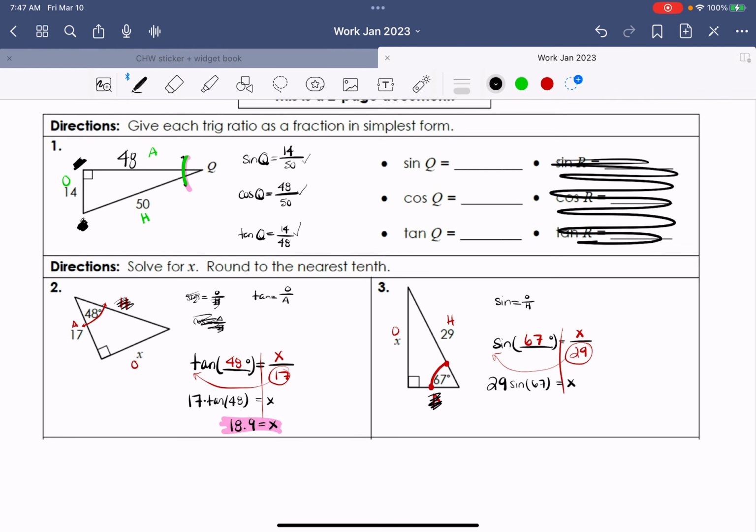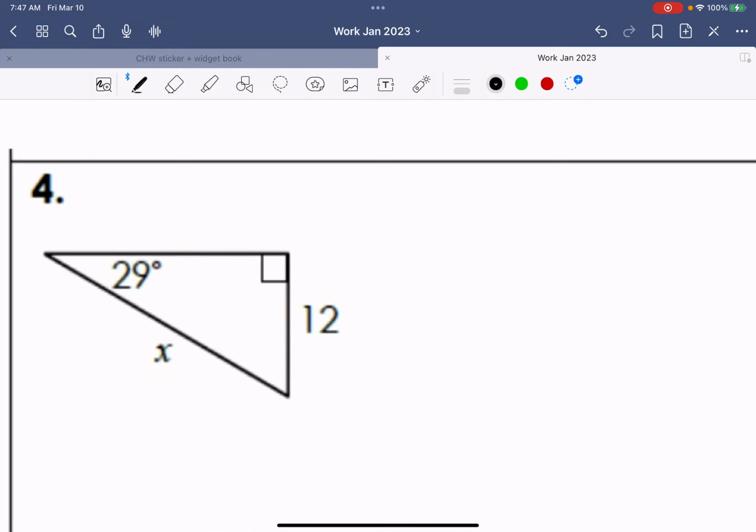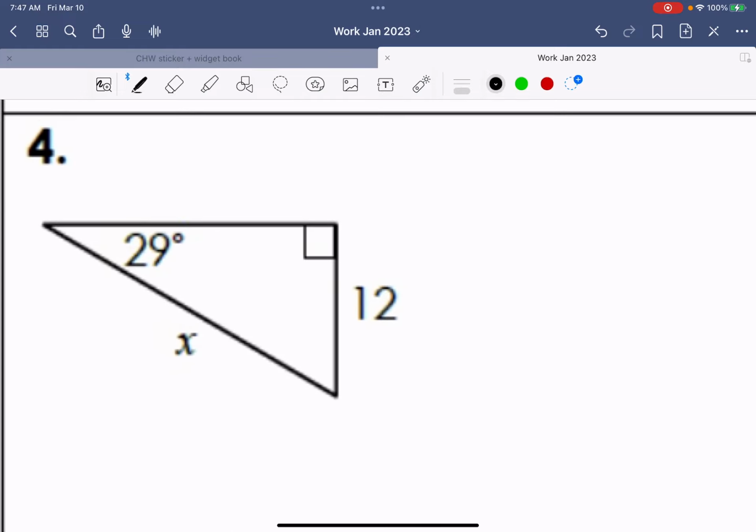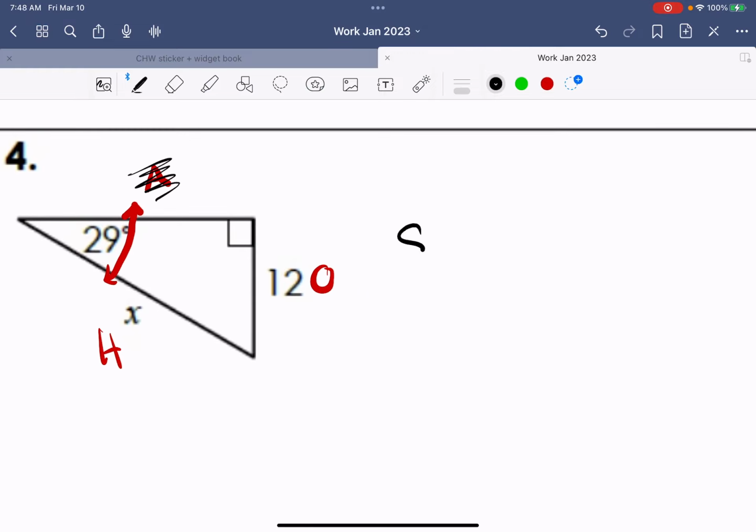I'm actually going to do one more where the number's not at the bottom, so let me see. Yeah, this one's good. Okay, so this will be the last one that I do. Okay, this is the 90, this is the H. The A would be on top because it's connecting the 29 degrees, and this is O. We are going to scribble out the A. So that means I have to use sin again, but it's going to be different. Sin 29 degrees equals the O. The O is 12 on top now. And the H is X.